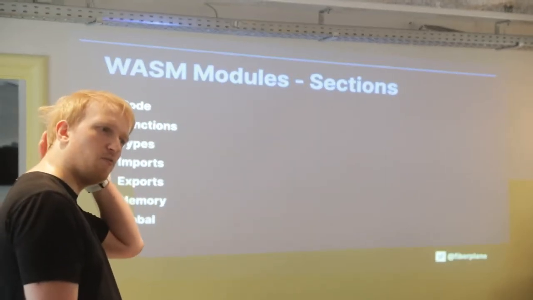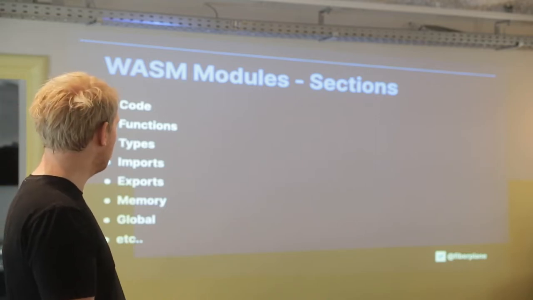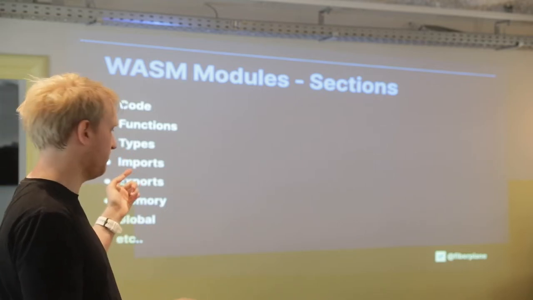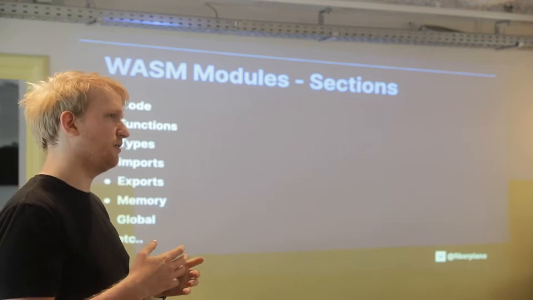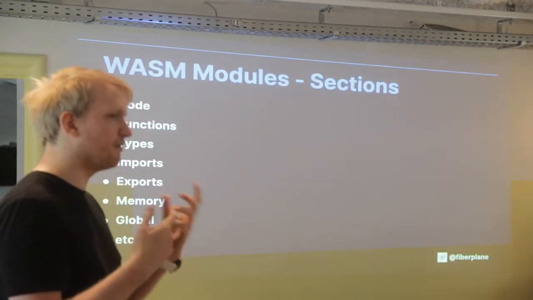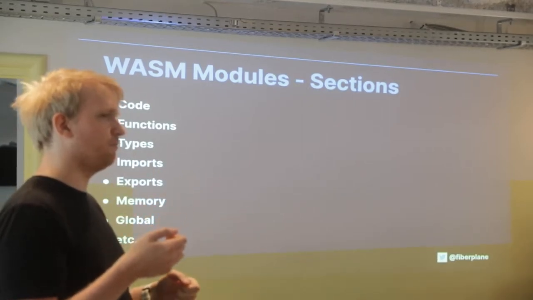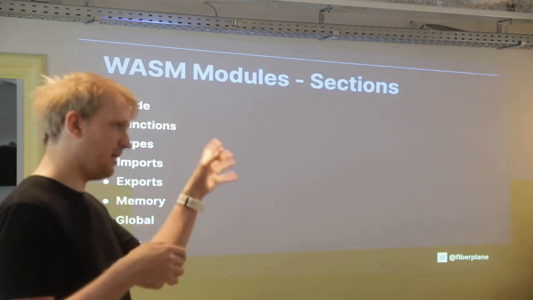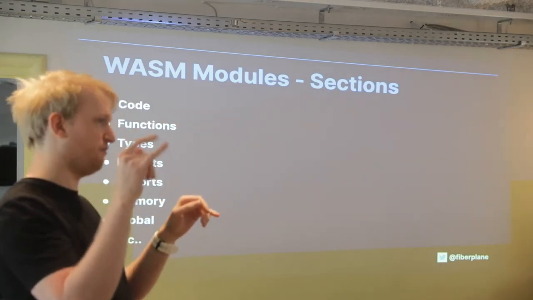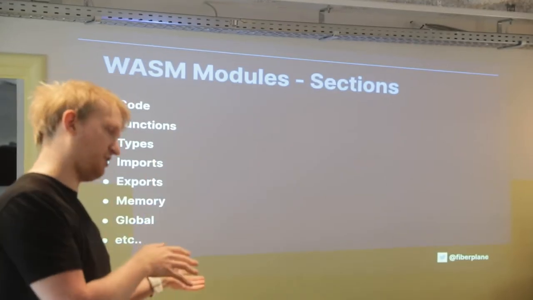So yeah, what does a WASM module look like on a basic level? Well, we have a whole bunch of sections. We have code, which is basically the bodies of the functions, but not the function signature itself. That lives elsewhere, namely in the function section, where we're basically having a mapping from a name to a function signature. But the function signature doesn't live there directly either. It lives in the type section.